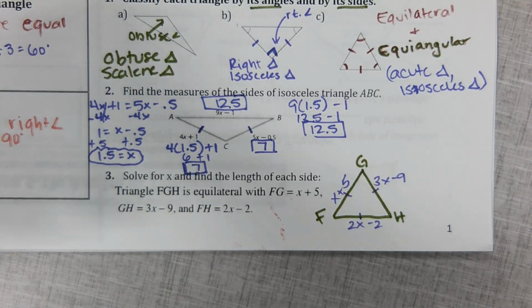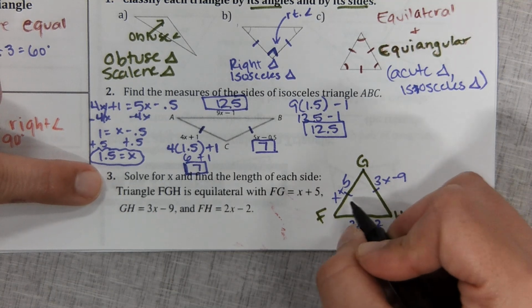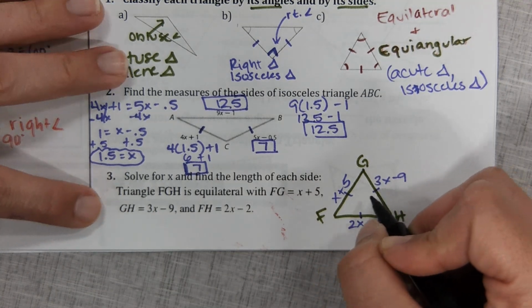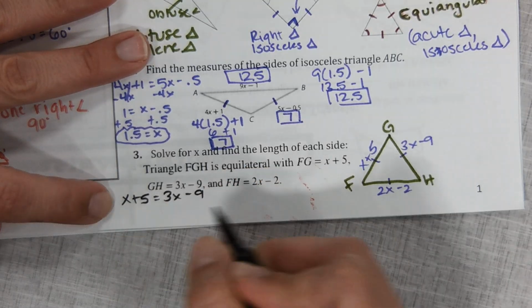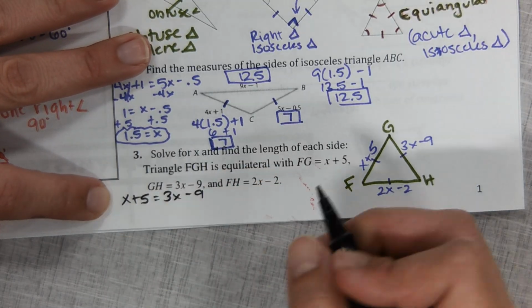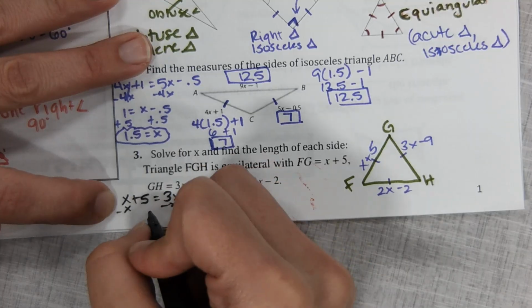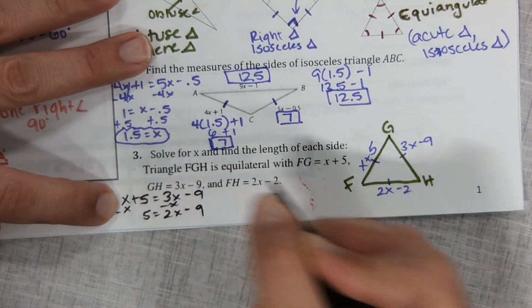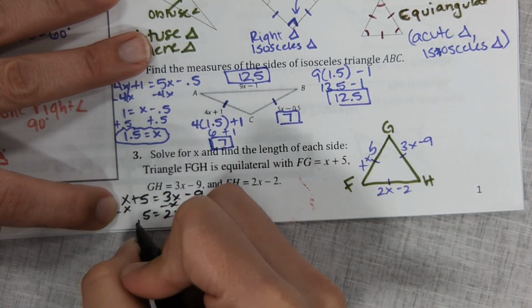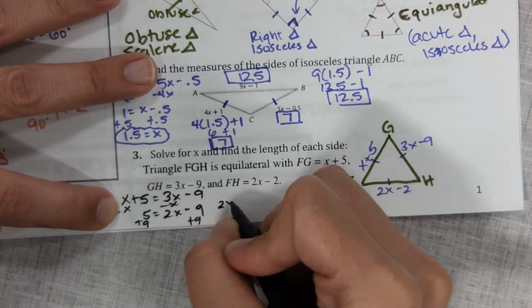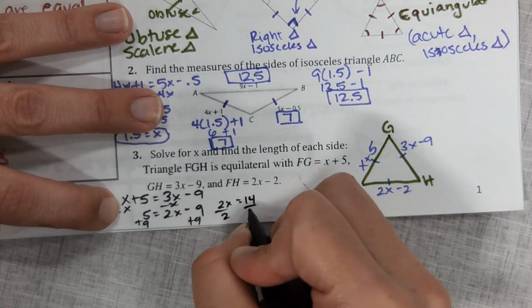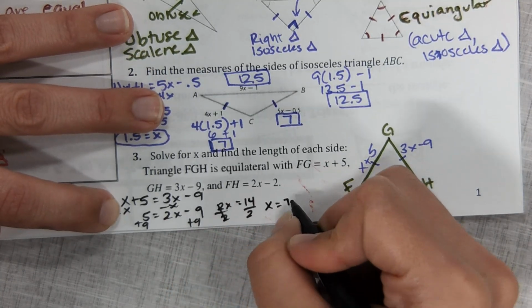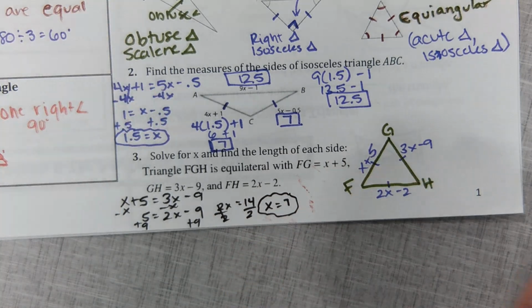Okay, so now that I have it set up, in an equilateral triangle, all the sides are equal. So I can set two of these equal to each other to solve for x. So x plus 5 equals 3x minus 9, and I can use that to find x. So I'm going to subtract x from both sides. 5 equals 2x minus 9. Add 9 to both sides. 2x equals 14. Divide by 2, and x equals 7. So an important piece of the puzzle, but it's not the final answer yet.